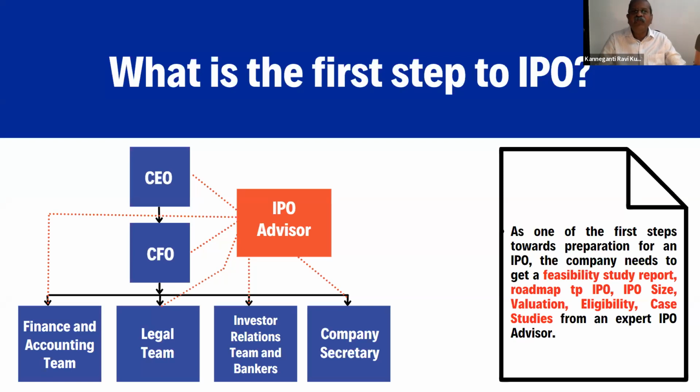Next, to go to IPO, these are the preliminary steps, what you have to do and how you can go. Basically, the first step is that the management should have an idea or inclination to go for IPO. Then they have to form a team. The team will be the IPO advisor, CEO, CFO, company secretary, and legal team. All these people will sit together and plan for an IPO.